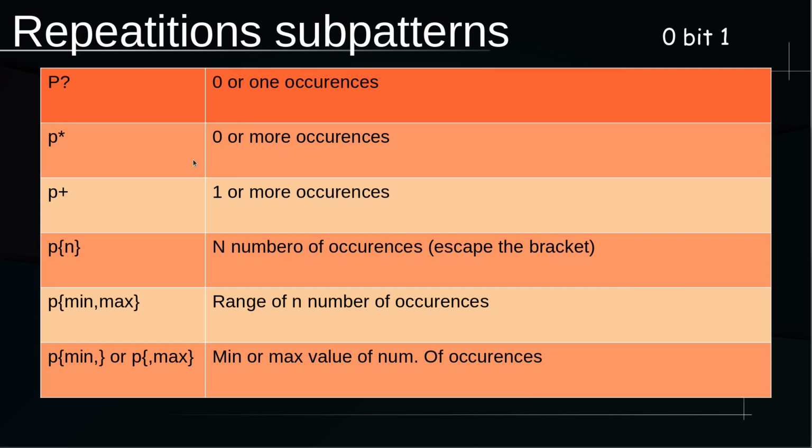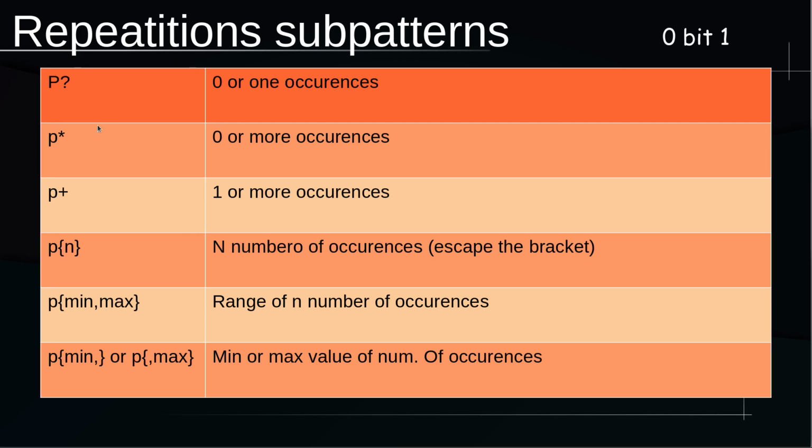Now we have repetition subpattern. This is important. When we wanted to search for a 2-digit number, we had to write the same pattern twice. Now we can't do that always. What if we want a number that contains 10 digits, or there are many much more complicated patterns, and we can't always write it that number of times, or it can be present a variable number of times. So what we can do is use repetition subpatterns.